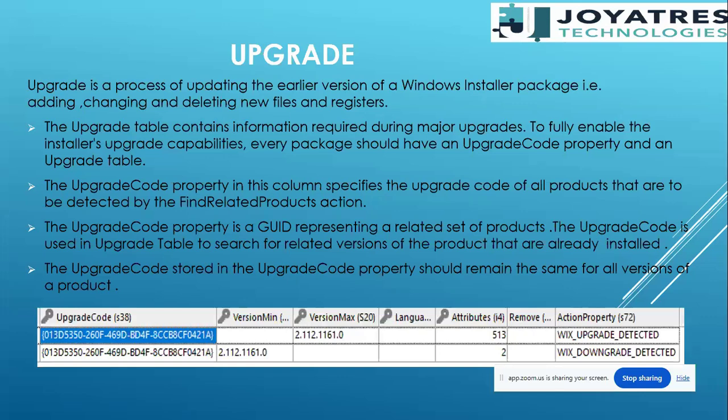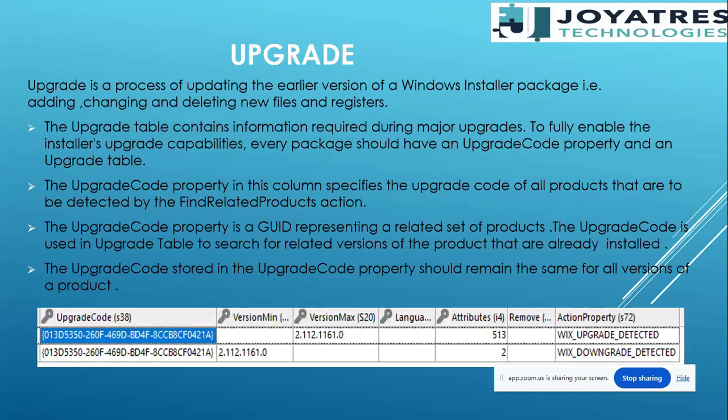The upgrade code property in this column specifies the upgrade code of all products that are to be detected by the FindRelatedProducts action. There is an action named FindRelatedProducts, which gives you a way to identify which version is installed on the user's machine and what is the updated version we are trying to install. As per that, it will detect that the application is the same but the versions are different, and that is how our application will be upgraded from a lower version to an upper version.